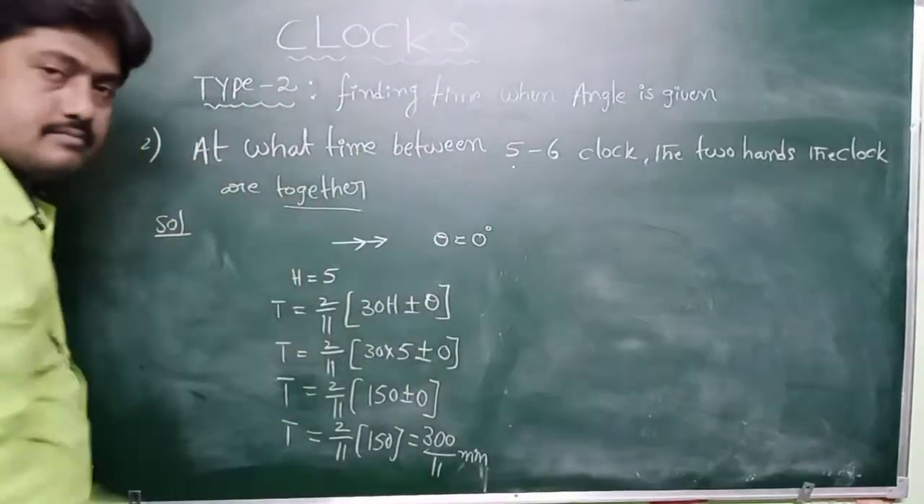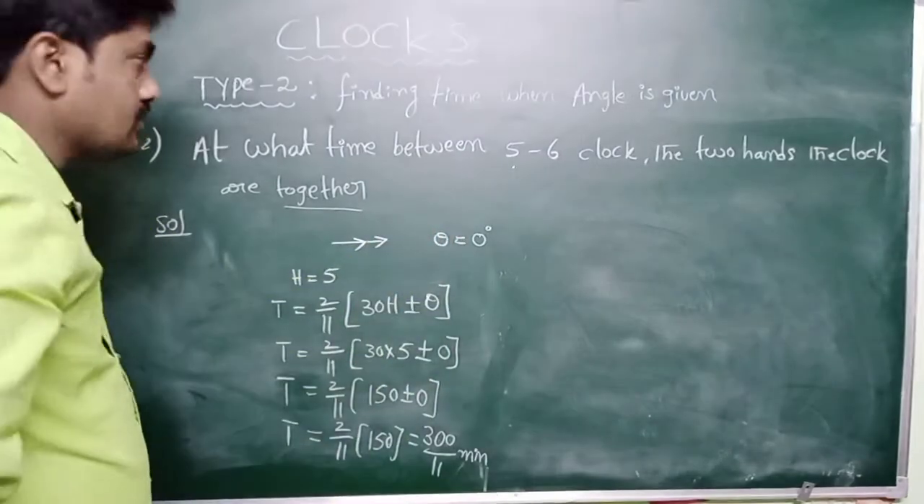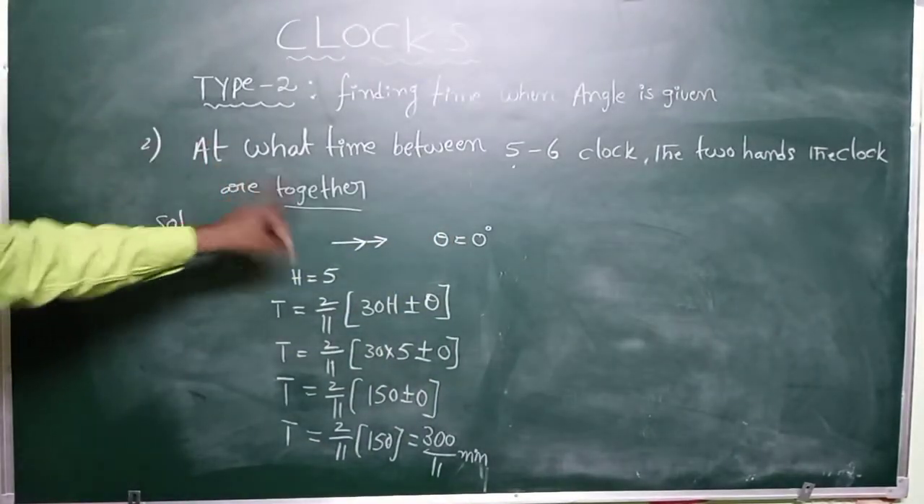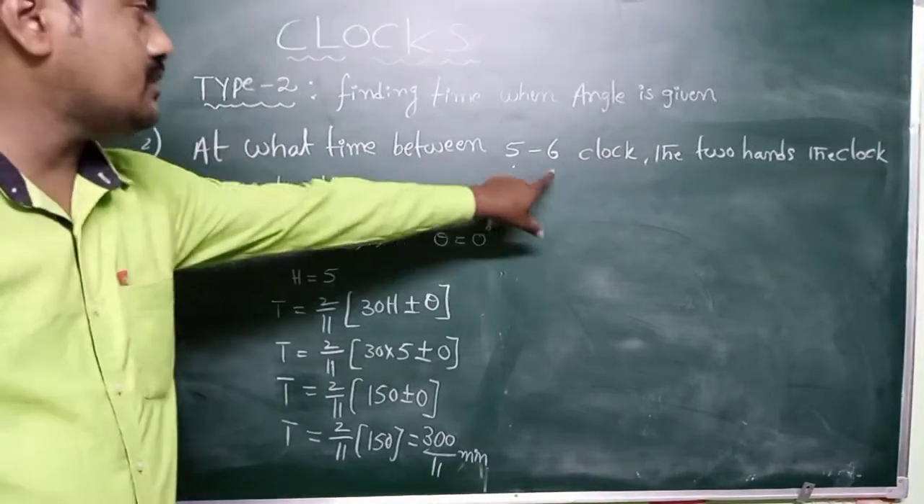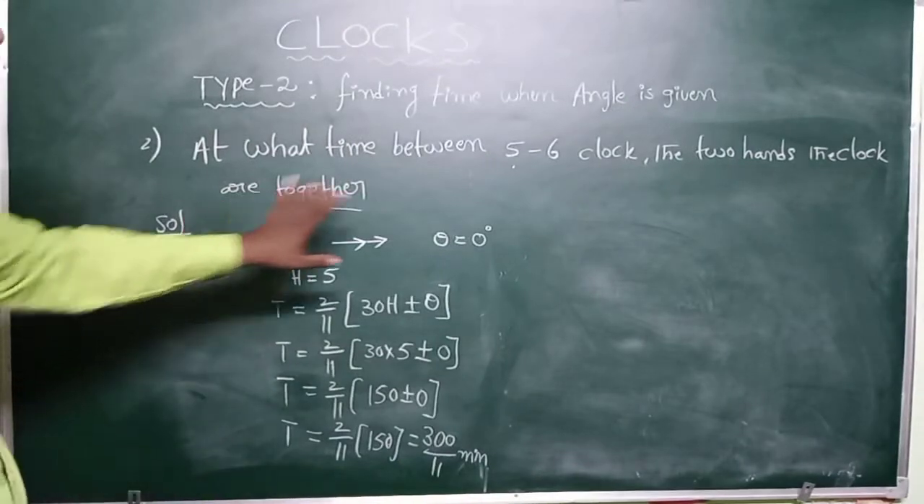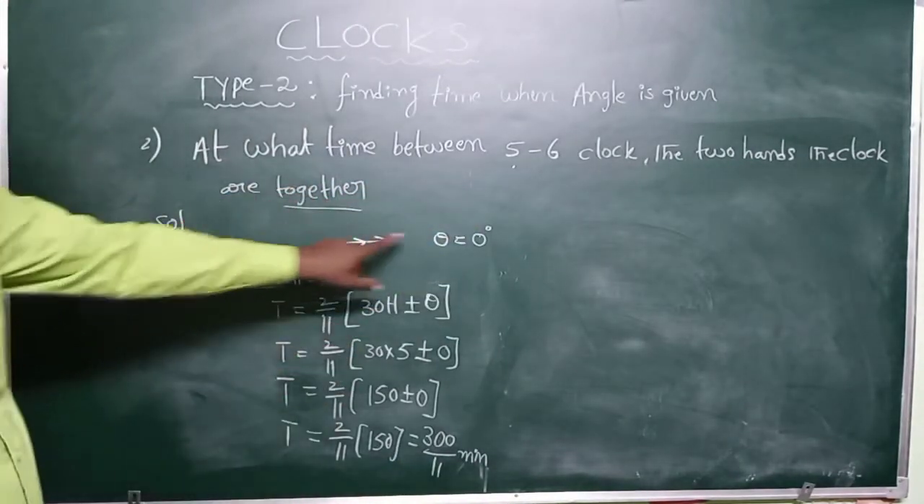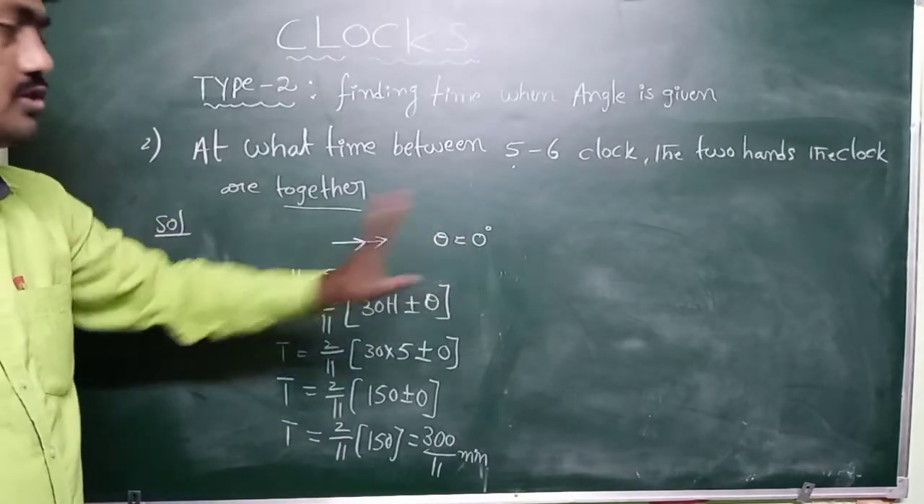That is 300 by 11 minutes past 5. So this is when the two hands of the clock are together between 5 and 6 o'clock. Together means 0 degrees, that is, they coincide.